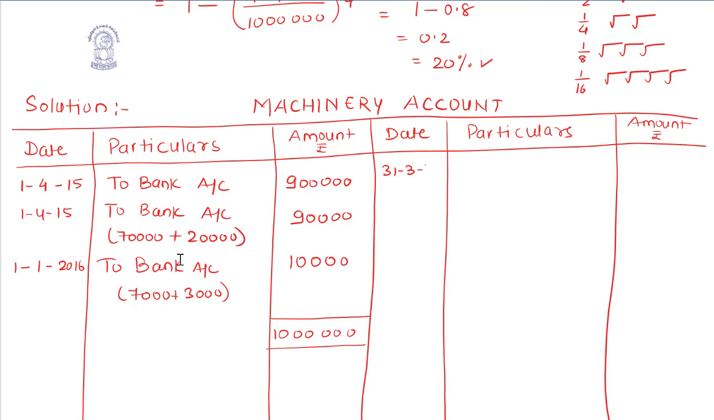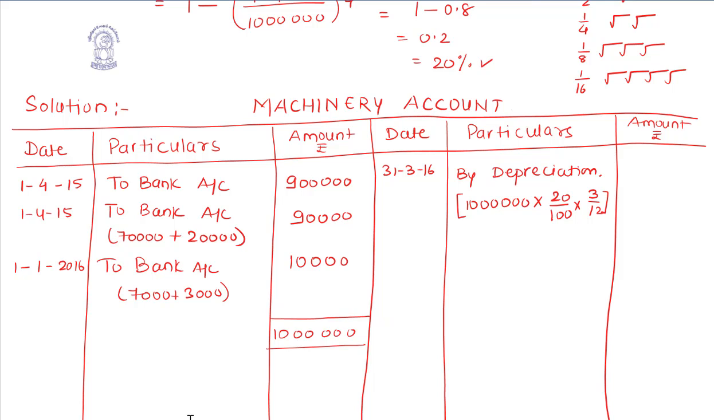Now at the year end, 31st March 2016, we will calculate the depreciation. So by depreciation, 10 lakhs multiplied by 20%, so 20 by 100. And over here only 3 months depreciation will be calculated.